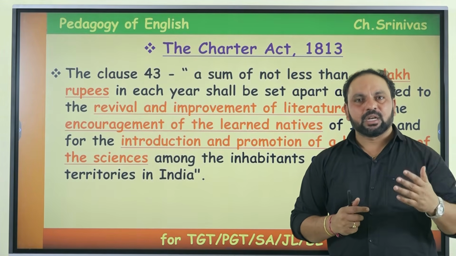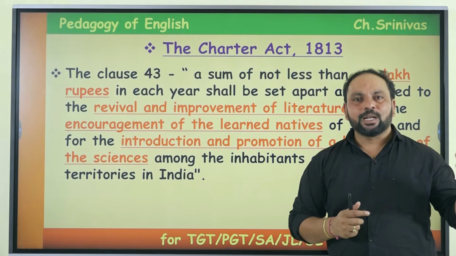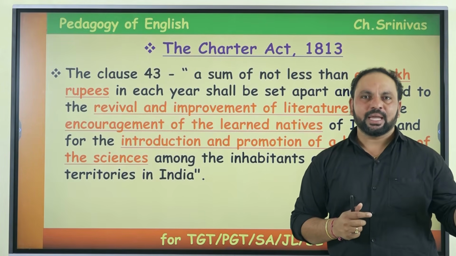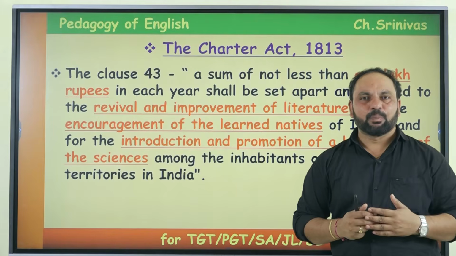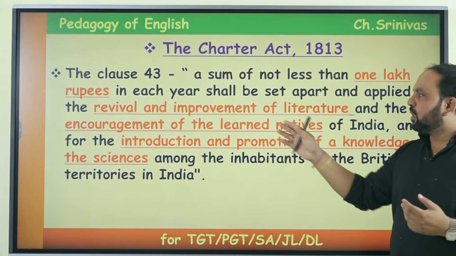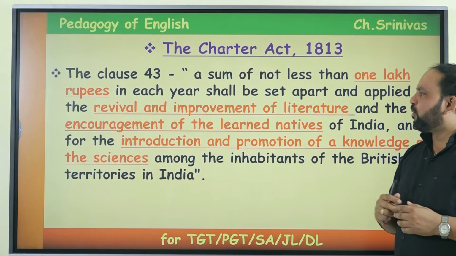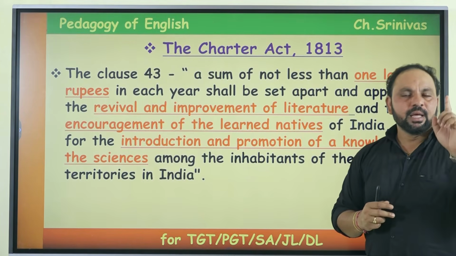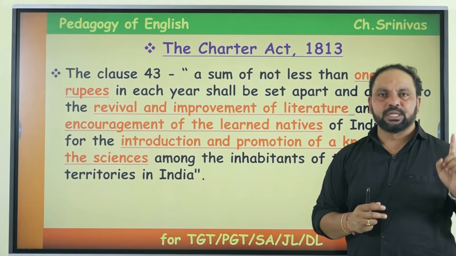So this British government wanted to allot not less than 1 lakh rupees. It wanted to give 1 lakh rupees each year. They wanted to spend it on the revival and improvement of literature. First one, revival and improvement of literature.